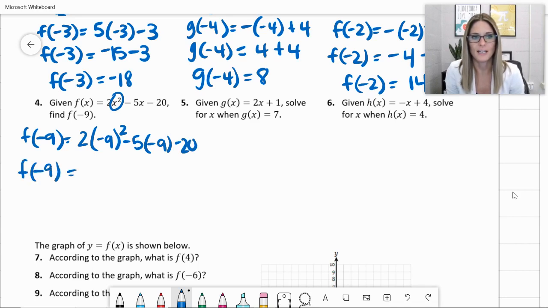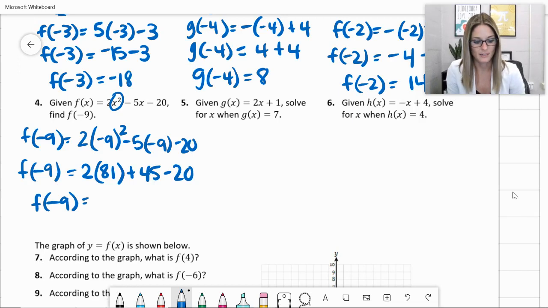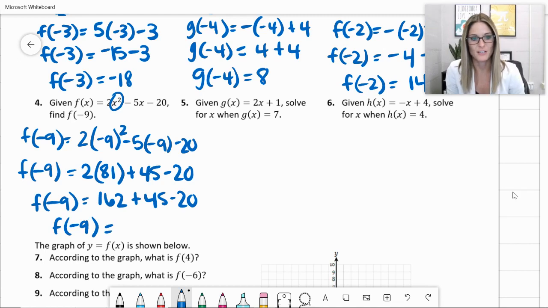So f of negative 9, as I multiply and clean all this up, we've got 2 times negative 9 squared. I'm just doing order of operations. So negative 9 squared is 81. Negative 5 times negative 9 is positive 45. And we have minus 20. Simplify some more. Let's see. 2 times 81 is 162. And then 162 plus 45 minus 20, simplifying all of that gives us 187. F of negative 9 equaled 187.